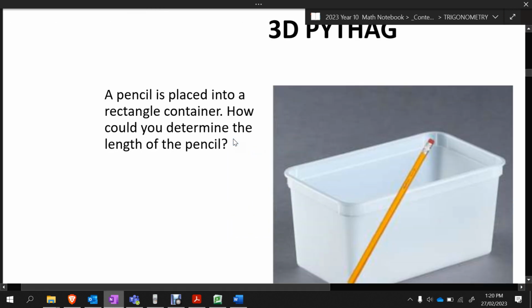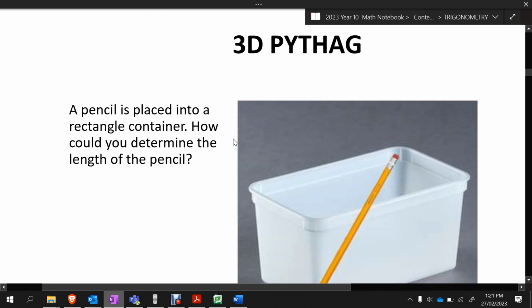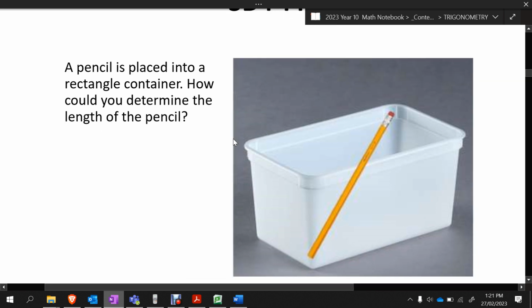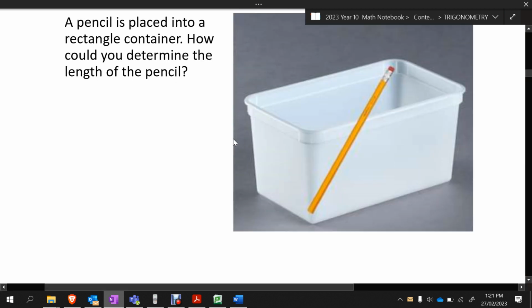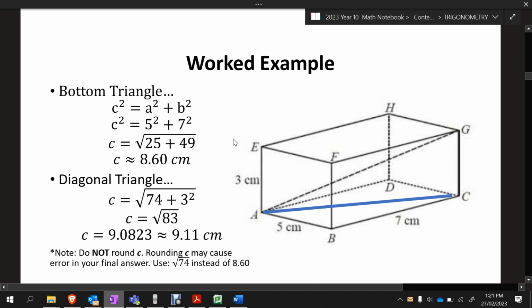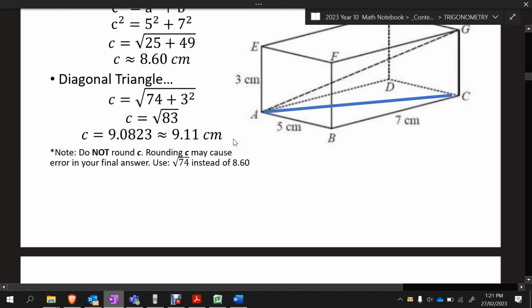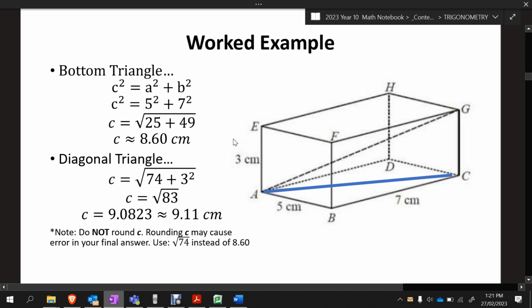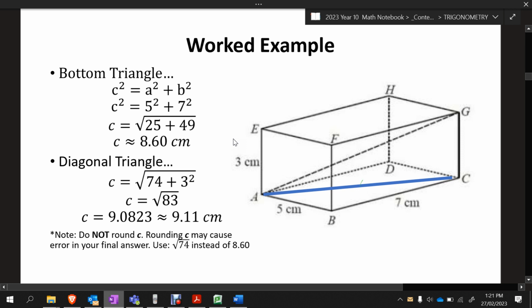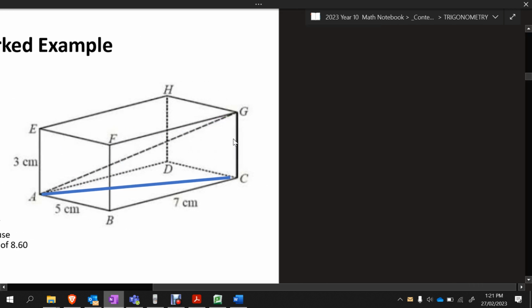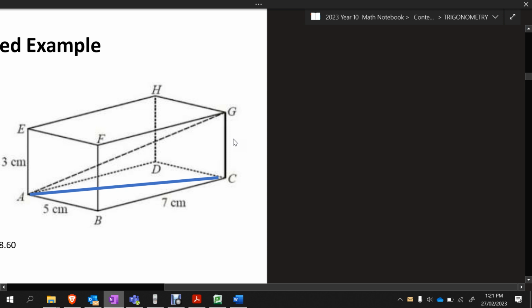So here, you've got a Pythagoras question involving a pencil inside a container. The pencil is placed into a container. How would you determine the length of the pencil if you for some reason knew the length of some of the sides of the container? For this question here, what you're going to be doing is looking for the length of this bit here, A to G. So let's just hone in here for now. A to G. That's what you're looking for.